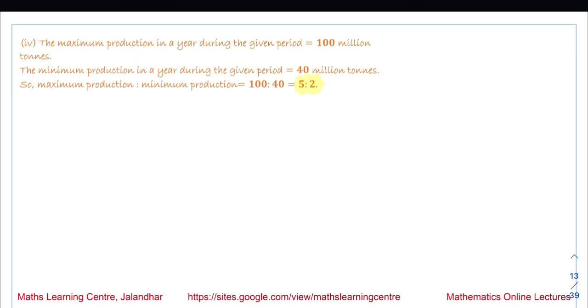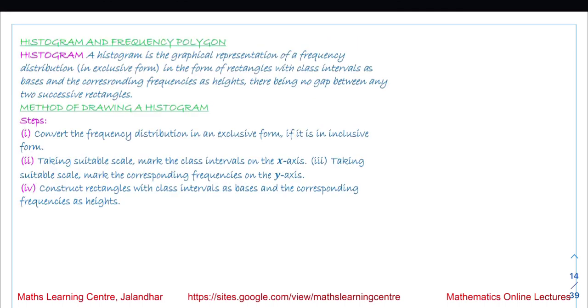Now the next thing we have to study is the histogram and frequency polygon. The last thing we did was the bar graph. A histogram is the graphical representation of a frequency distribution in inclusive form. It is important that the frequency distribution is in inclusive form, and it is in the form of rectangles with class intervals as bases and the corresponding frequencies as heights, there being no gap between any two consecutive rectangles. This is the definition we have.